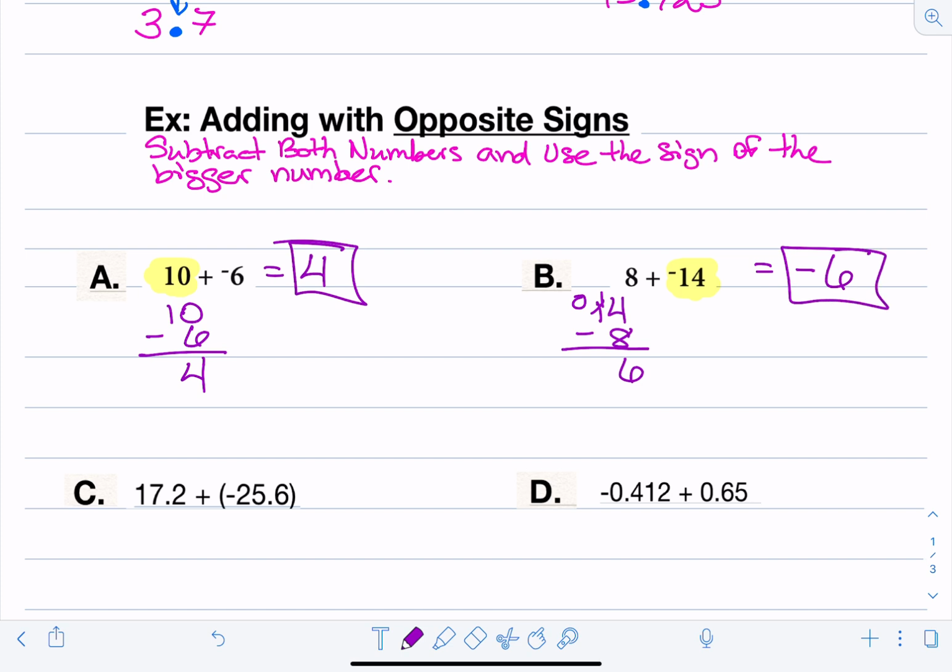Okay, so you subtract the two numbers, and the answer's sign is going to be whatever sign the bigger number is.